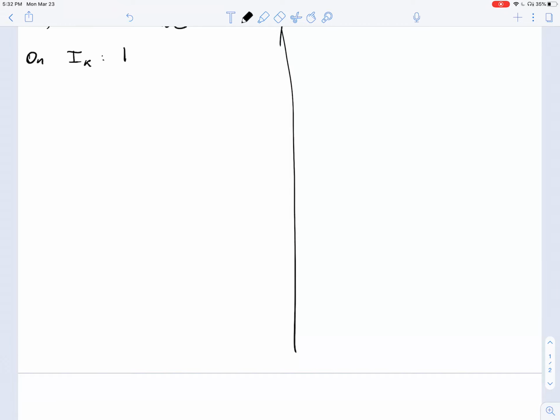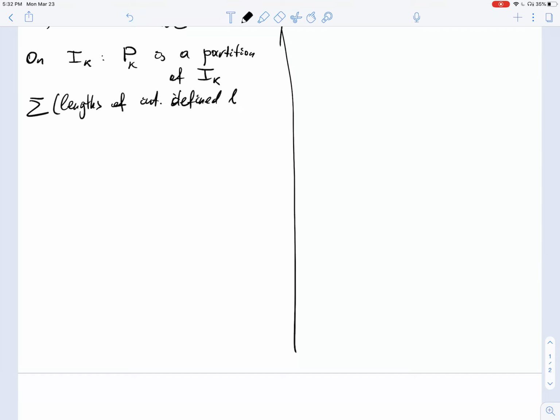let's say that Pk is a partition of Ik. Then the sum of the lengths of the intervals in this partition defined by Pk is exactly equal to the length of Ik, because this is what a partition is.